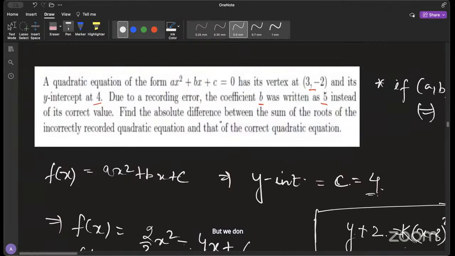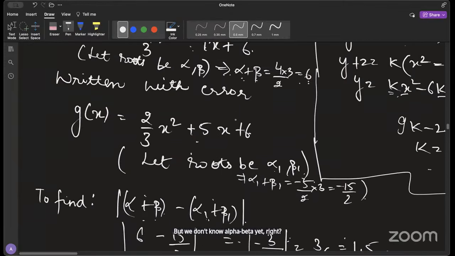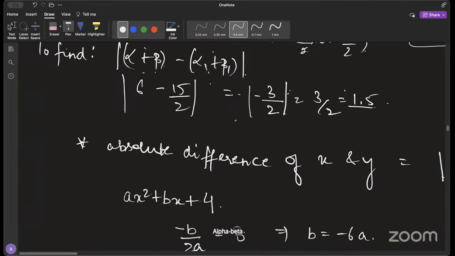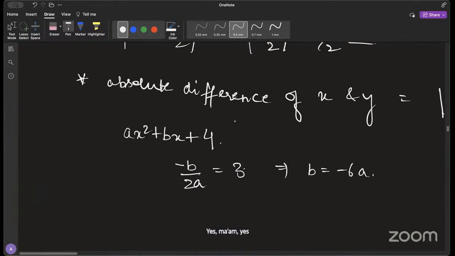But we don't know alpha beta yet, right? Alpha beta are also variables. Yes, ma'am. So a, b are also variables, alpha beta also variables, and how are you going to solve? That's why we're not using that one. Okay, ma'am. So what's the next step? So you get b is equal to minus 6a, right?